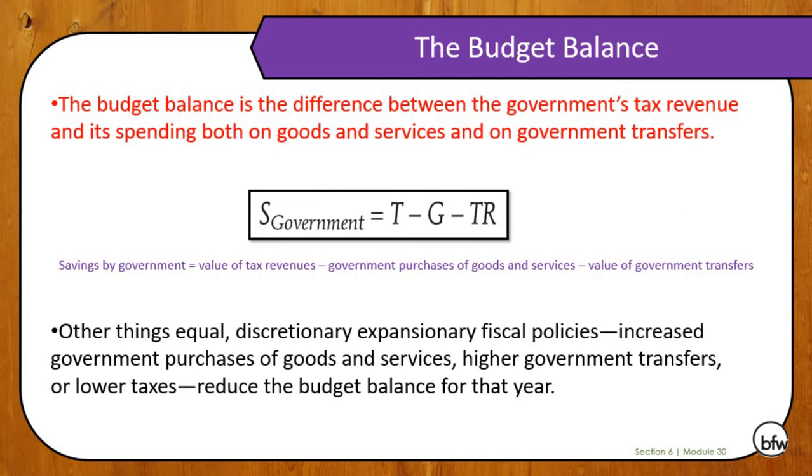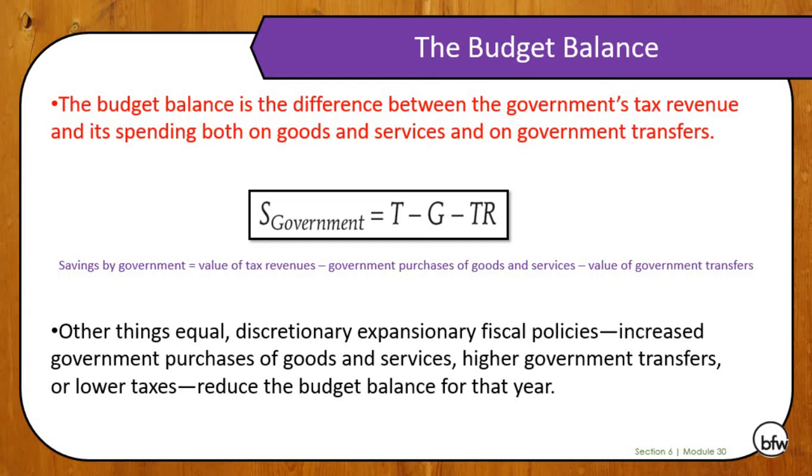So the budget balance is the difference between the government's tax revenue and its spending, both on goods and services and on government transfers. The formula up there states that the savings by the government is equal to the value of tax revenues minus government purchases of goods or services minus the value of government transfers.